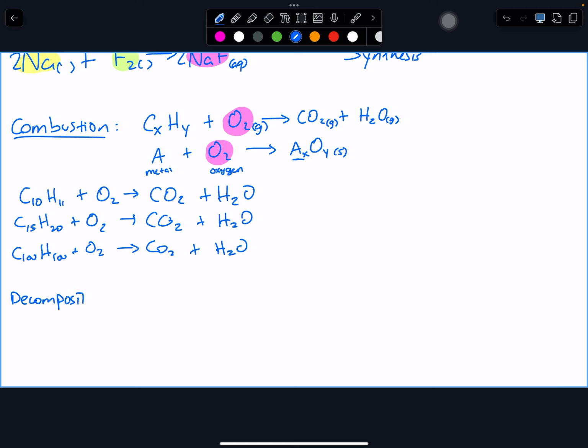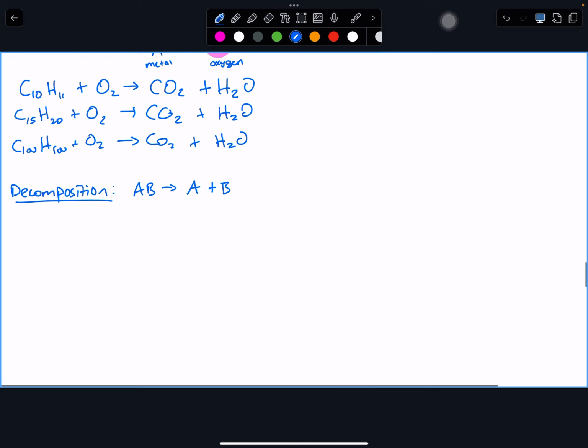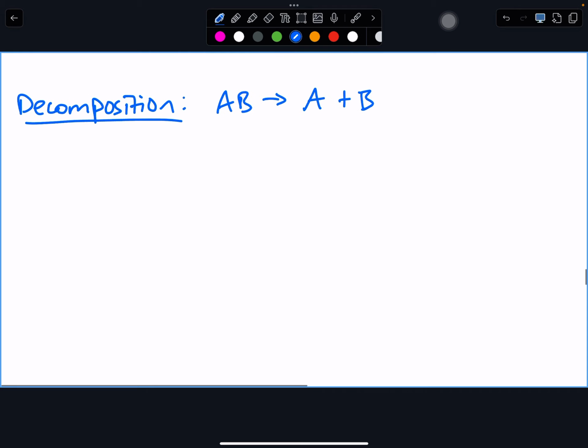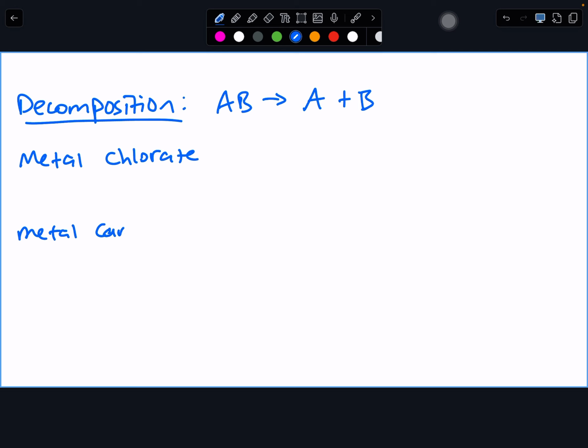Decomposition is AB equals A plus B. So AB decomposes into A plus B. There are 4 types, but I'll only go over 3 because the 4th one won't be on the quiz, just to save time. So we can have a metal chlorate decomposing, a metal carbonate, or a metal hydroxide. When these compounds decompose, they have rules.